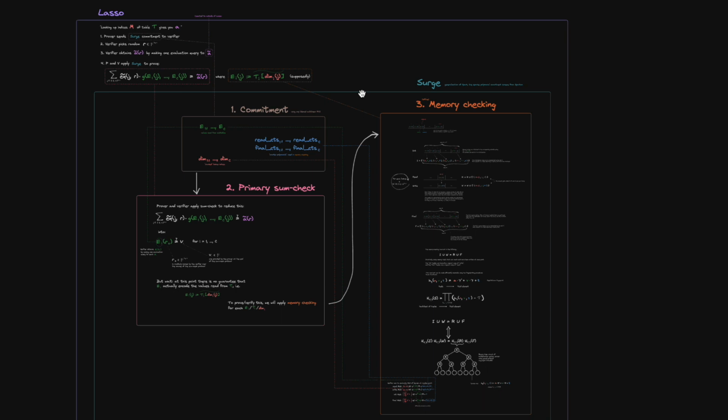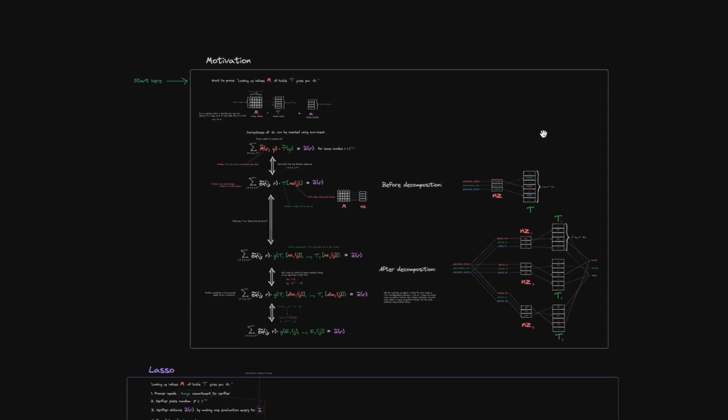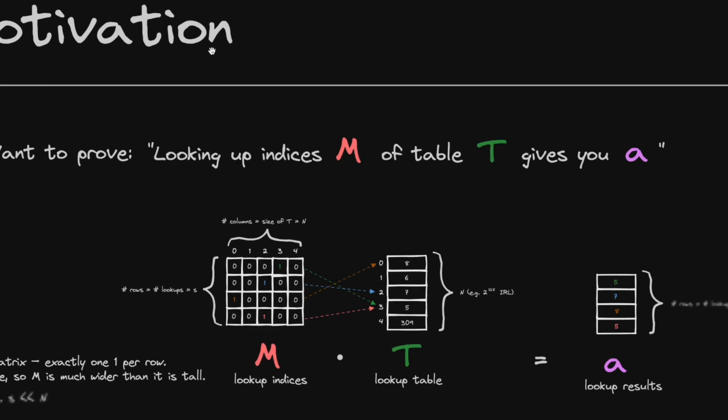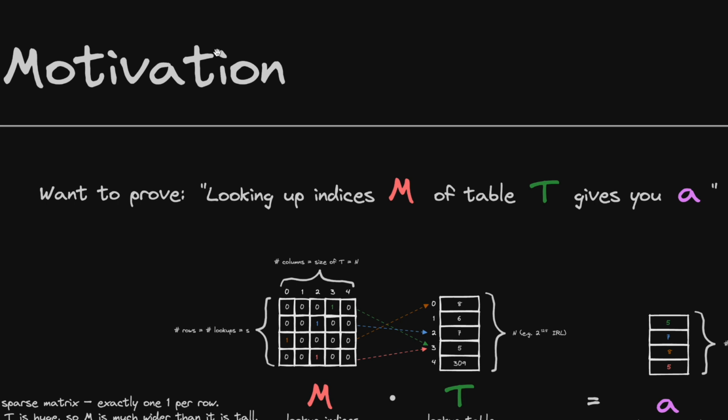And within Surge, there are roughly three phases. There's the commitment phase, there's what we've been calling the primary sumcheck, and then there's memory checking. And we'll get into what each of those mean later. But going back to the motivation here, conceptually, what we want to prove is this statement. Looking up indices M of table T gives you A.